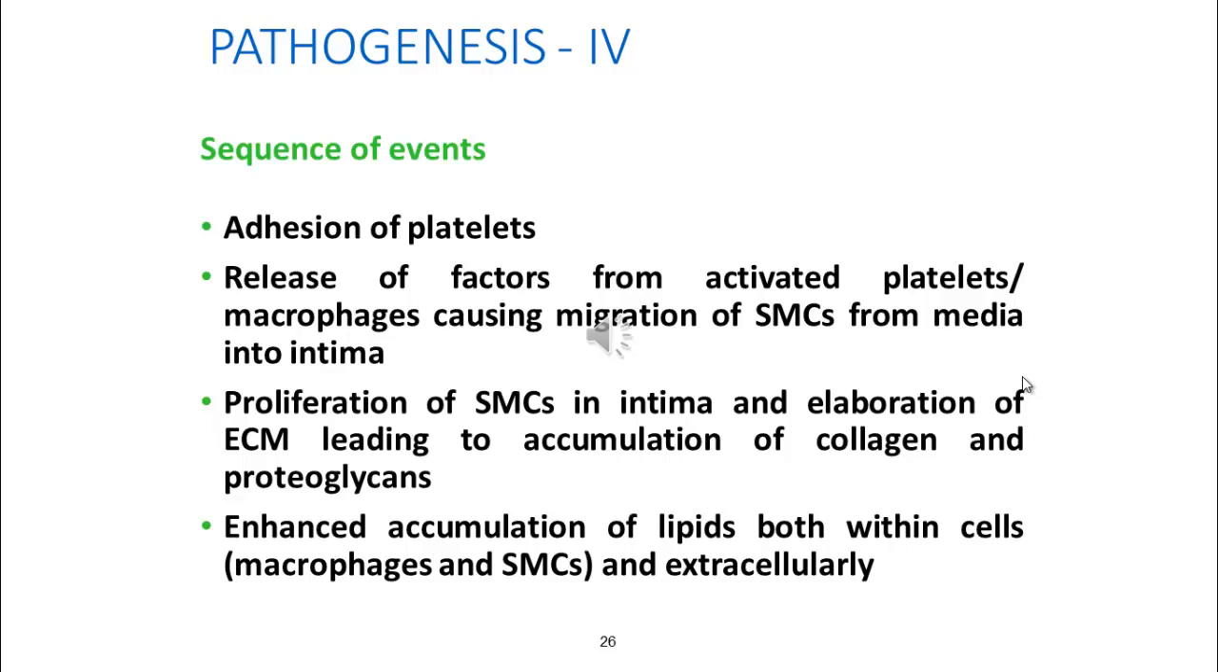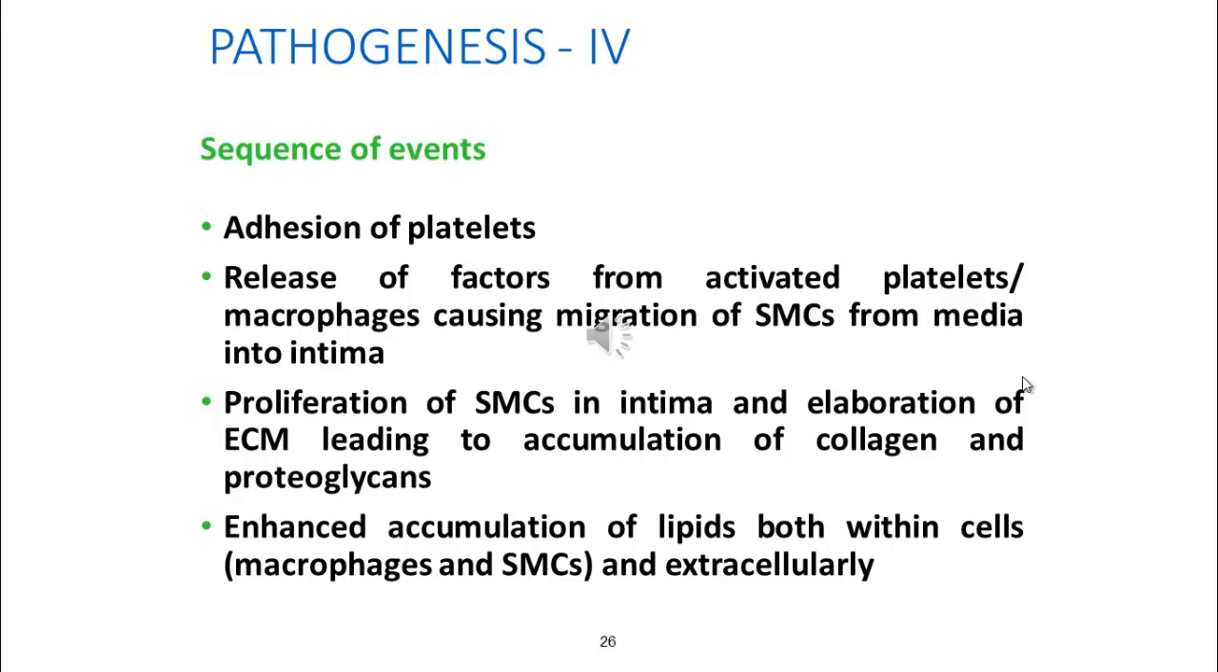At the site of injury of the endothelial cells, it has now become a prothrombotic site. There is adhesion of the platelets. Once the platelets are adhesive to the endothelial cells, they become activated, and they are going to cause the release of certain factors which are going to cause the migration of smooth muscle cells from the media into the intima.